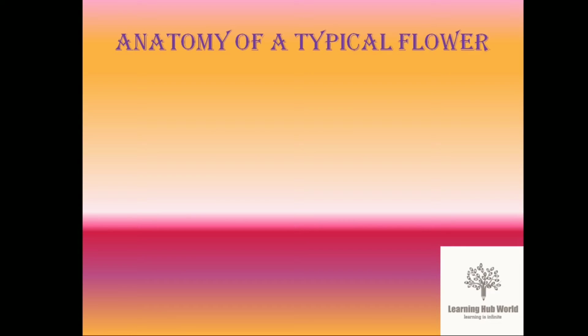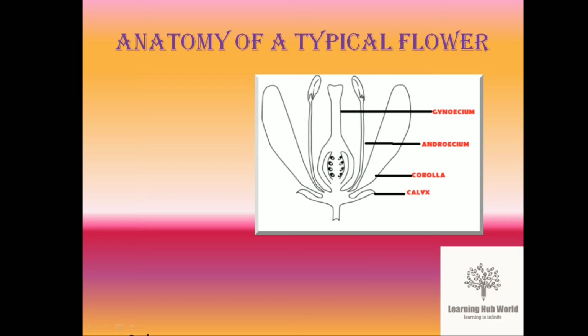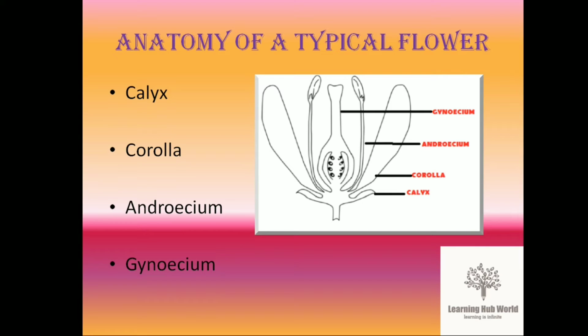If I talk of an anatomy of a typical flower, by anatomy children, I mean what are the different parts of a flower or the structure of the flower. A flower consists of four main parts, that is the calyx, corolla, androecium and gynoecium. Let's understand each of these parts in detail.